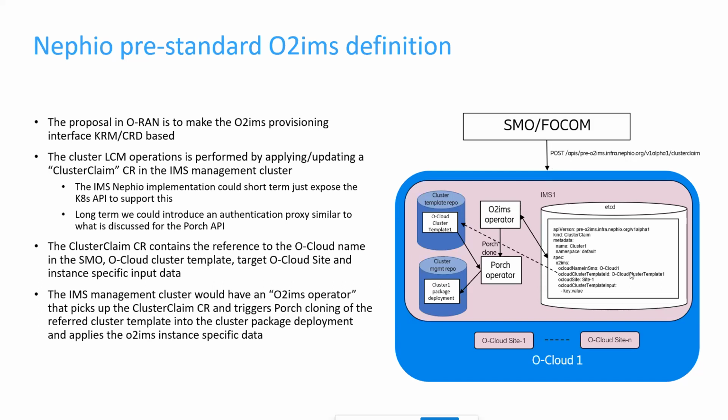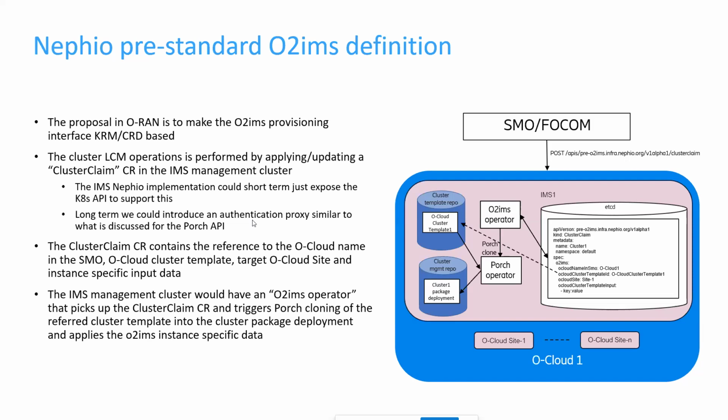Okay, thank you. Then another thing we have discussed internally in Ericsson is related to the actual exposure here. What we could say in an IMS NFVO implementation is that we could always just start with exposing the Kubernetes API of the NFVO management cluster in order to implement this IMS. If we realize it in NFVO, then we probably would need to consider having some sort of an authentication proxy layer on top.